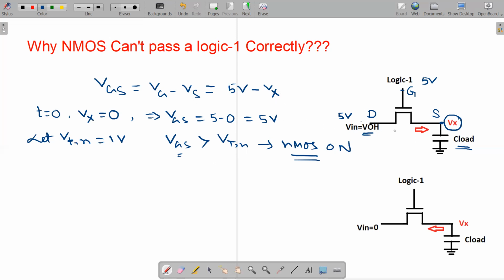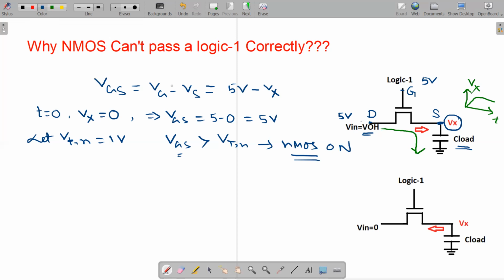When the transistor is on, the drain is at 5 volt, and this capacitor, node X, is at 0 potential. So a current will flow and the capacitor will charge. When the capacitor charges, all of you know that the voltage across the capacitor will increase exponentially following this type of graph with respect to time. The voltage across the capacitor, in this case Vx, will increase exponentially.